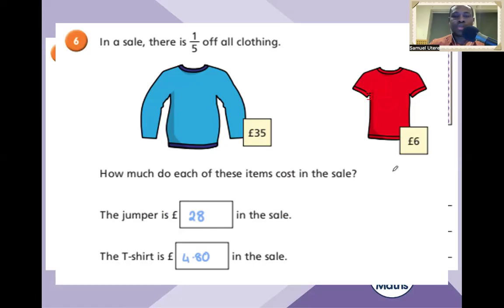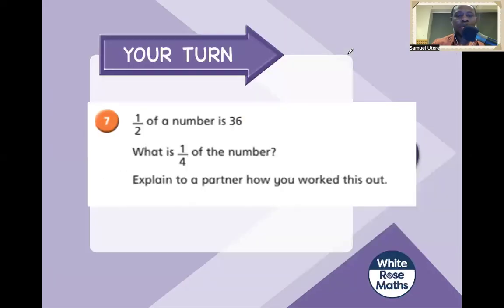And then here you ask the t-shirt, so 1/5 of £6. That will be £1.20. So we do 1/5 of £6. So when we do that, we subtract the 1/5 of the £6 from £6. That will be £4.80 in the sale. Pause video and answer question 7 in 2 minutes.